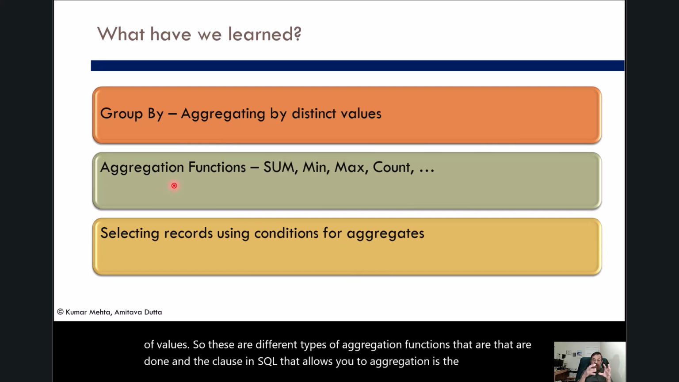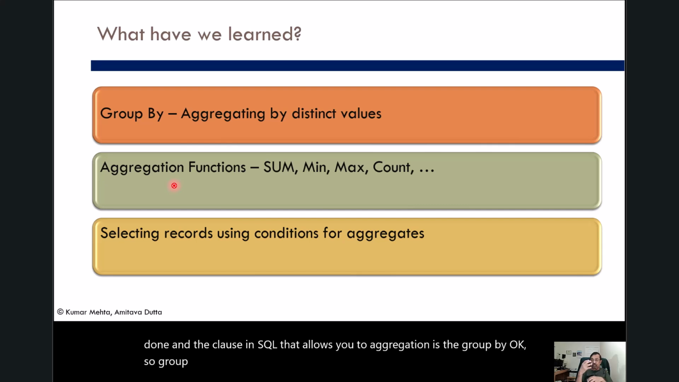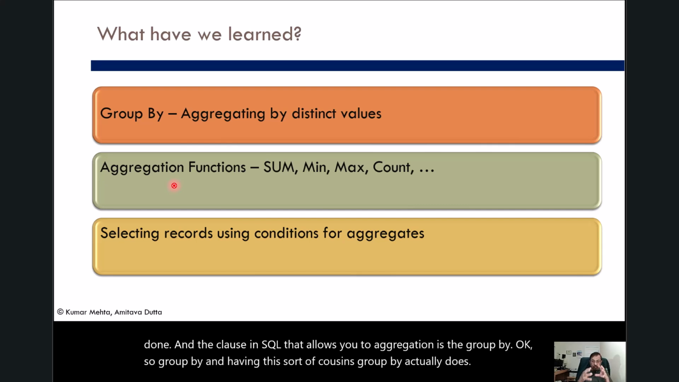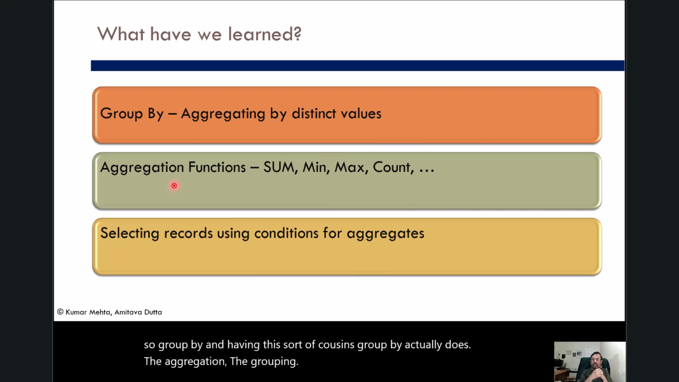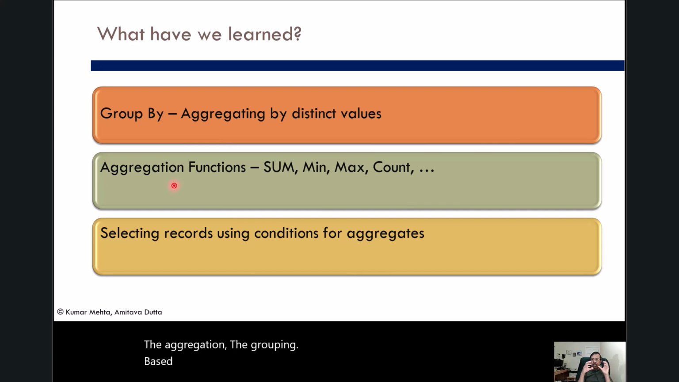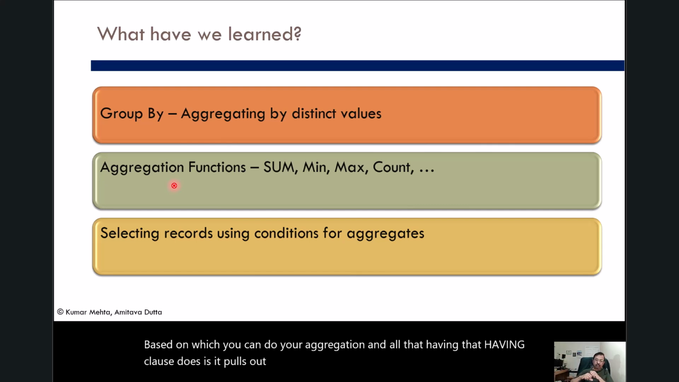Okay, so group by and having are sort of cousins. Group by actually does the aggregation and the grouping based on which you can do your aggregation, and all that the having clause does is it pulls out groups that meet a certain condition. Okay, so with that we wrap up our discussion of our lessons on SQL.